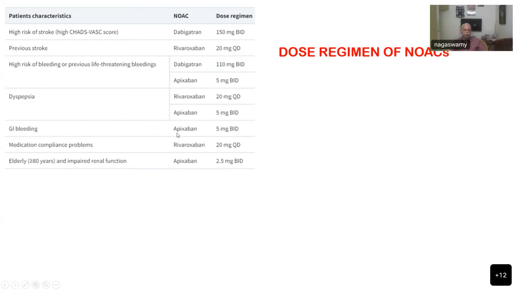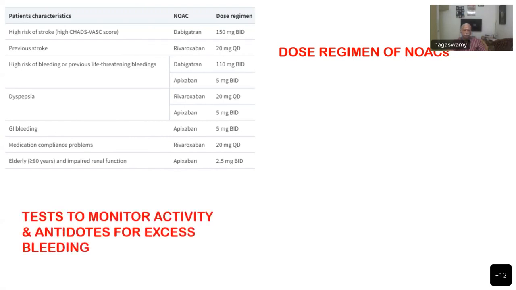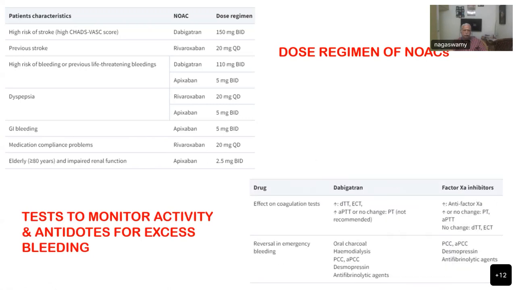GI bleeding, you have to adjust to 5 milligram BID. I don't know how it is allowed in GI bleeding. And for medication compliance problems, you go to rivaroxaban 20 milligram. For the elderly and impaired renal function, apixaban is safe because it has very minimal renal clearance, 2.5 milligram BD. And tests to monitor activity and their antidote for excess bleeding.